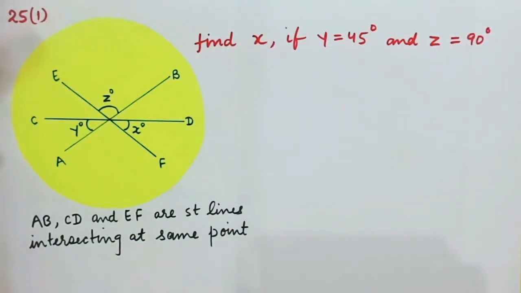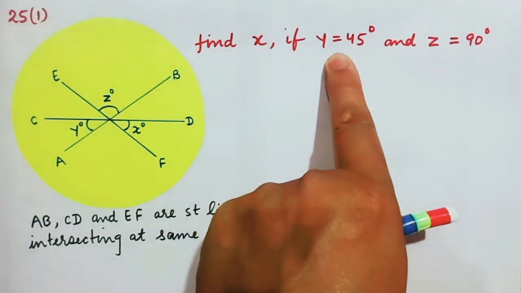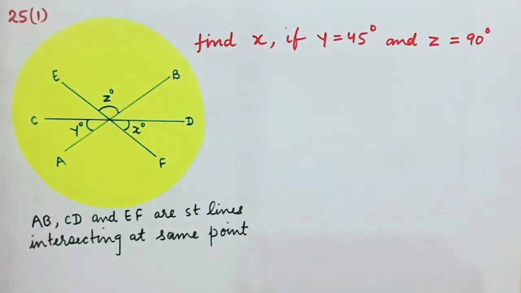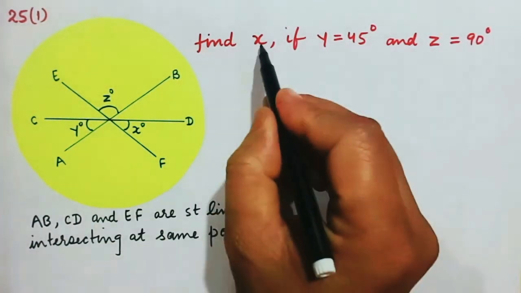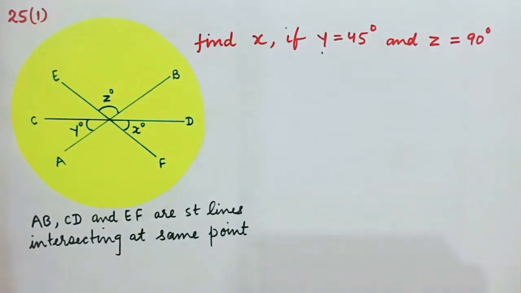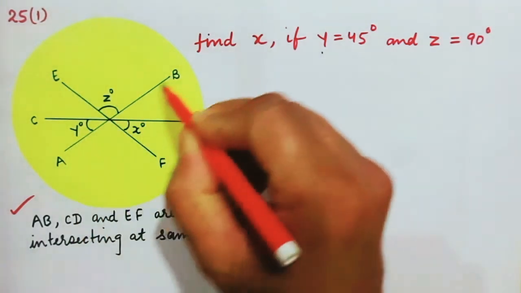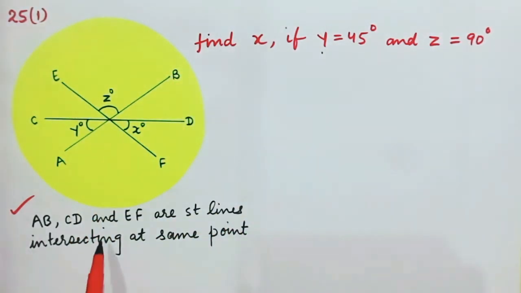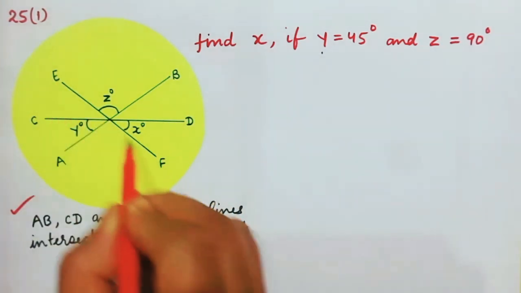Okay. Now in 25, find x. Find x if y is equal to 45 and z is equal to 90. Okay, fine. But let me see what they have given. A, B, C, D and E, F are straight lines intersecting at the same point. They have given you that AB is a straight line, CD is a straight line, EF is a straight line.